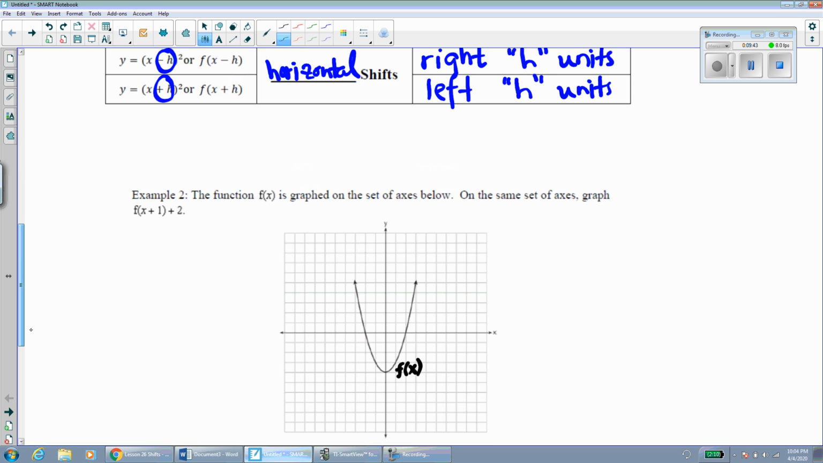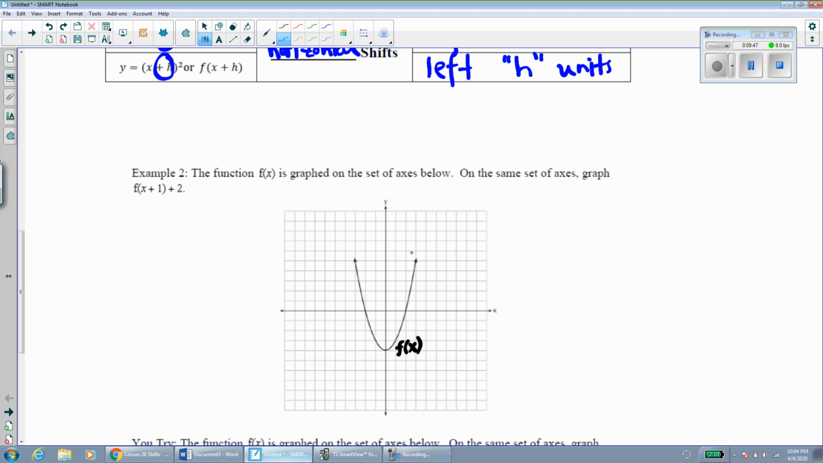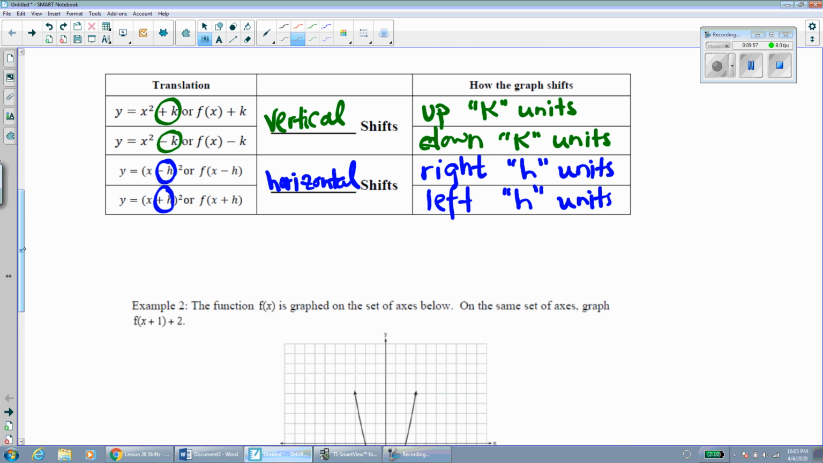So they already give us that function f of x plotted. So now we have to determine how am I going to move this. So let's do that first. So let's go up to our little key. So when we have x and then a +1 inside my parentheses, if it's inside my parentheses, this is where I'm looking, and we're moving to the left, however, whatever number they're adding. So we're going to go to the left 1.